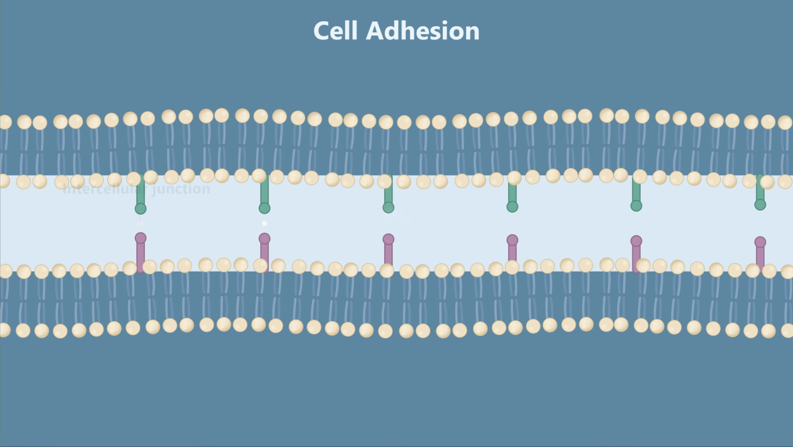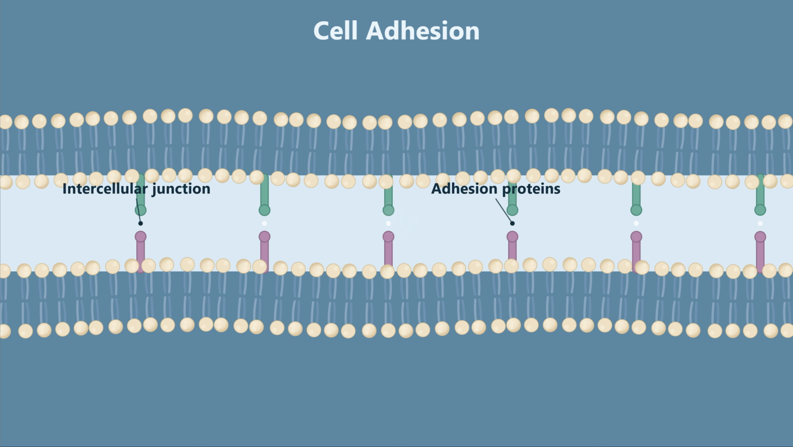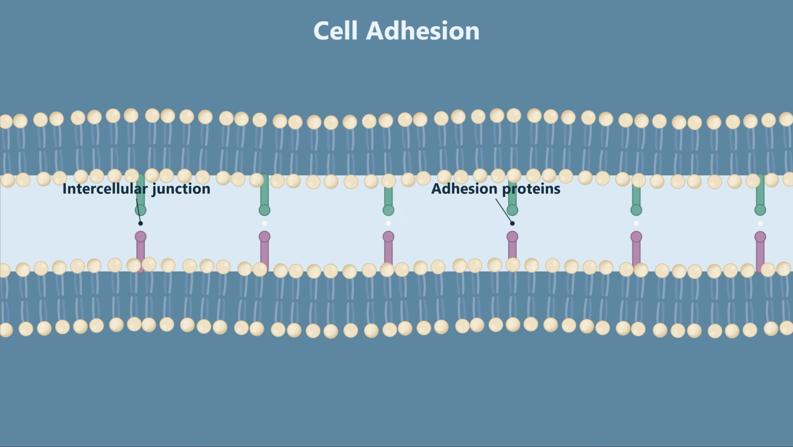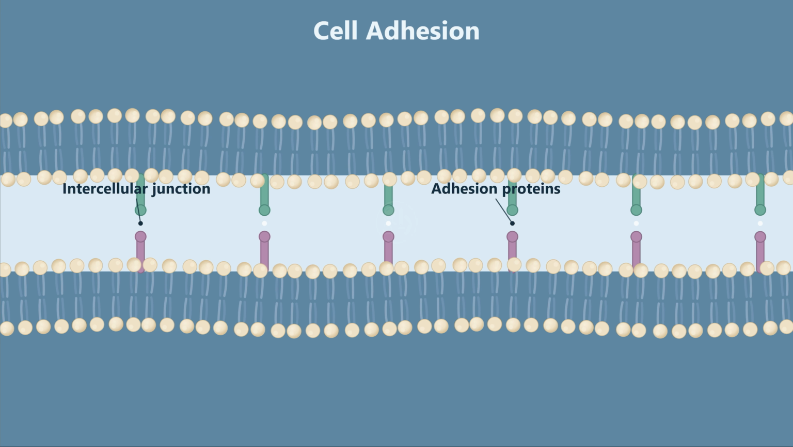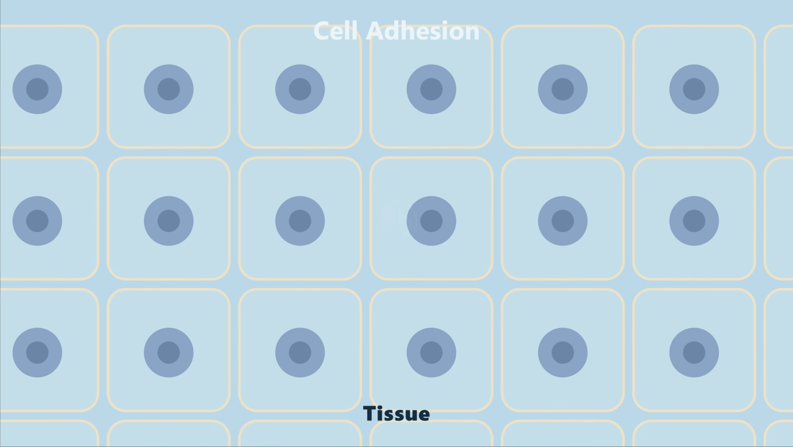Other membrane proteins connect neighboring cells. These adhesion proteins form specialized intercellular junctions that hold cells together and coordinate their behavior. Different junctions can provide attachment, communication, or barriers between adjacent cells.